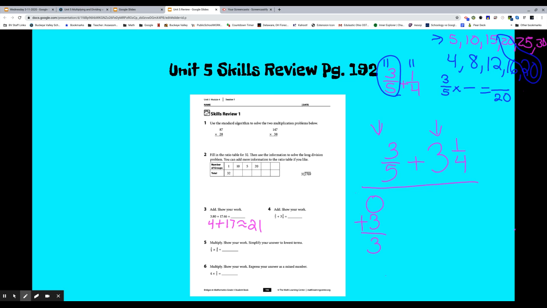5 times what? We're always going to stop down here because I only have one missing number. I can figure that missing number out. 5 times what is 20? Well, I counted by 5s 4 times. So I know 5 times 4 is 20.